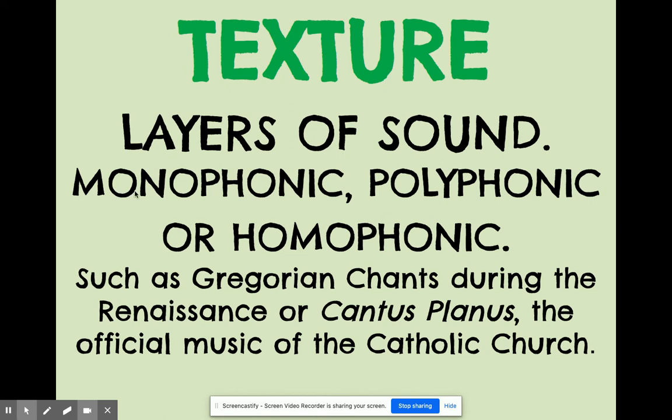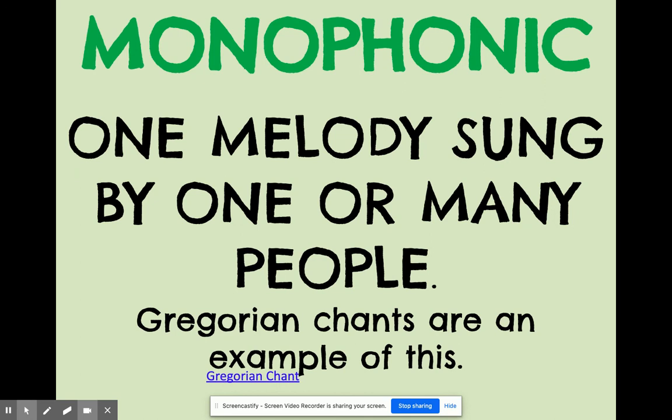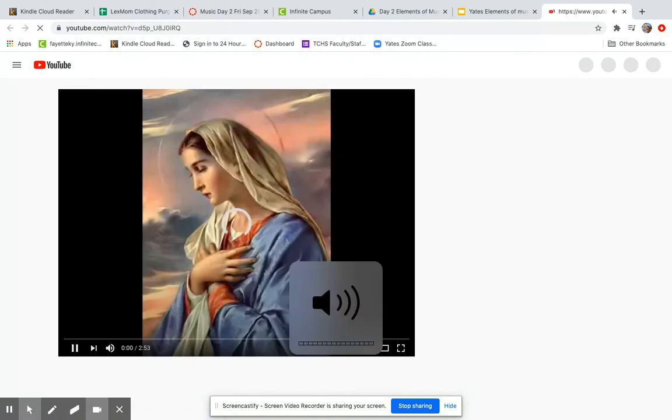If you know what those prefixes are, mono means one, poly means multiple, and homo means the same, and then phonic means sound. So monophonic is one melody, one sound sung by one or multiple people. It's not a harmony because it's not different sounds, but multiple people singing the exact same note at the exact same time. This is really popular in Gregorian chants, and you're like, what is a Gregorian chant? You're going to recognize it when I play it because it sounds churchy.